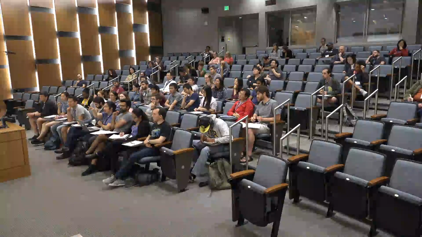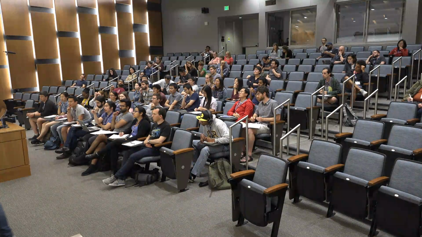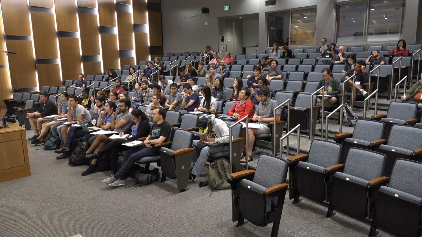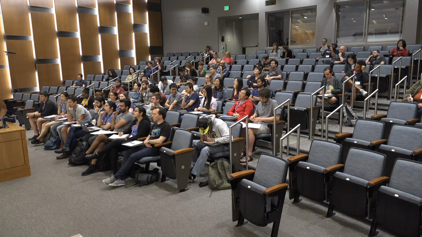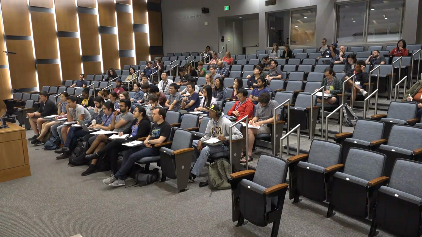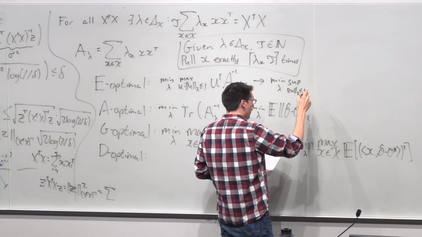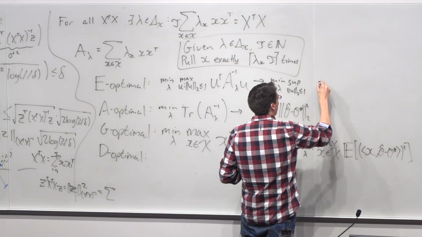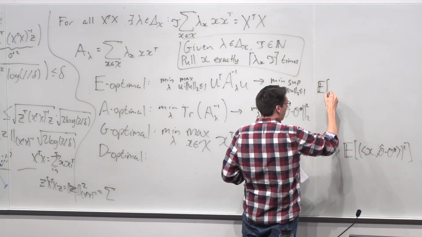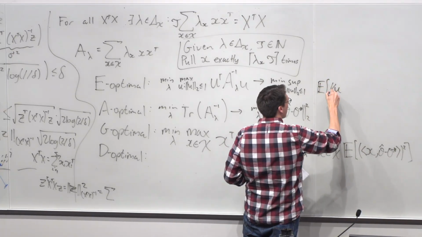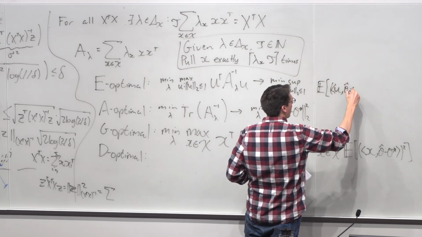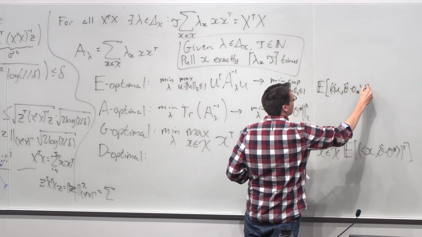On the E-optimal line, what's this syntax going to? It's going to min over lambda, sup over u with norm at most 1, of this guy. Very similar to G-optimal design. It's basically G-optimal with the unit ball. And all these are very useful.